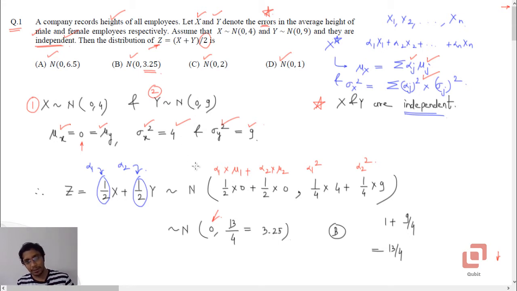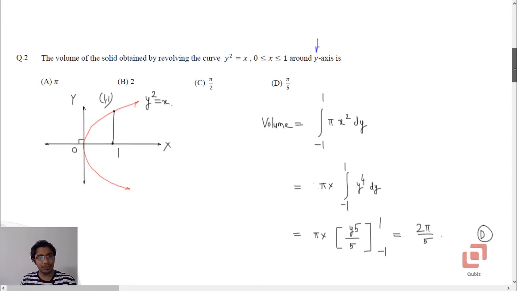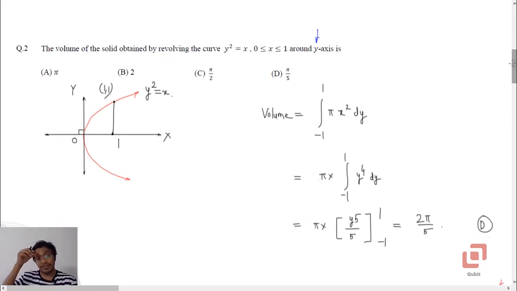So a very simple question, but based on this formula which you should know in order to solve the problem during GATE. Otherwise it will take you a lot of time to prove them. So that is question 1 based on probability. Let's go to question 2 based on calculus of single variable functions.